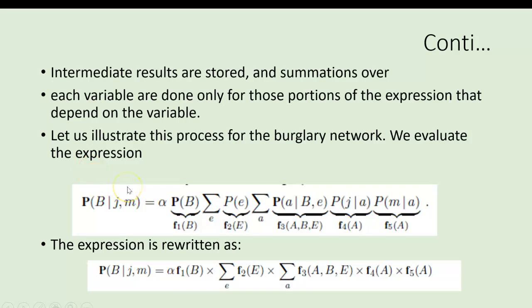In this variable elimination, we will be using factors. What is the use of factors? They are used for storing the intermediate values so that you can reuse them again and again. Probability of B can be rewritten as F1 of B, and probability of E can be written as F2 of E. This can be written as F3 of A, B, E. Probability of J given A can be written as F4 of A. Probability of M given A can be written as F5 of A. So I use the same thing here: alpha, F1 of B, summation, F2 of E, and all the other things I write here.